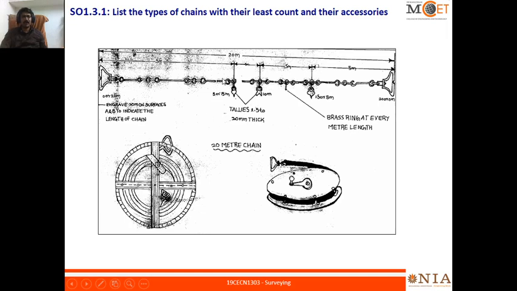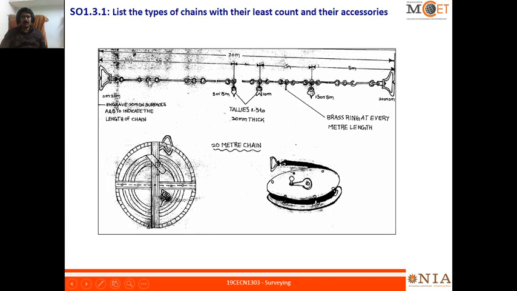Here the picture looks very small, but it has many cuts, right? So the total length of the chain shown here is 20 meters. There are many chains available. Here what is shown is the metric chain, the 20 meter metric chain. In that, you are seeing there are 3 rings, right? Again 3 rings. From the center ring to this center ring is called one link, L-I-N-K, link.